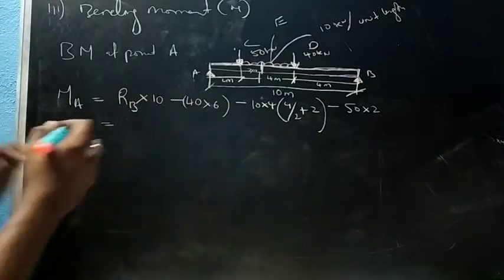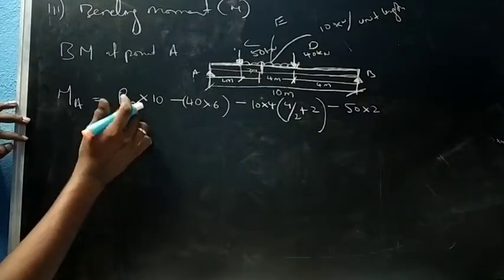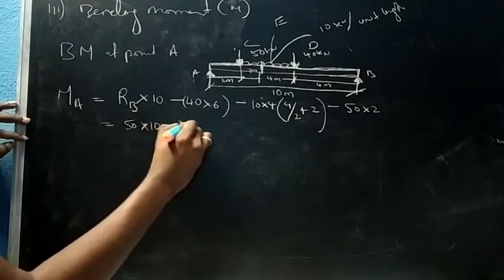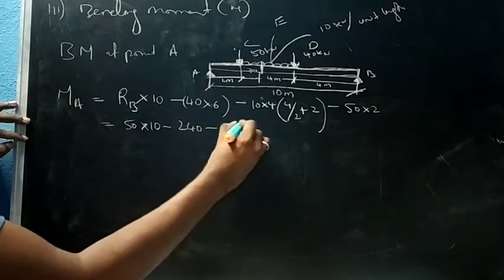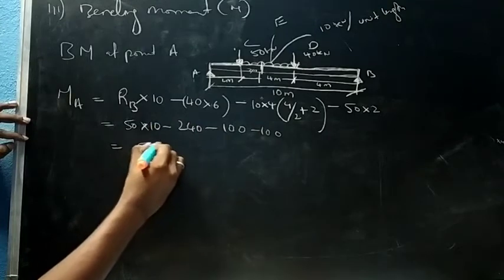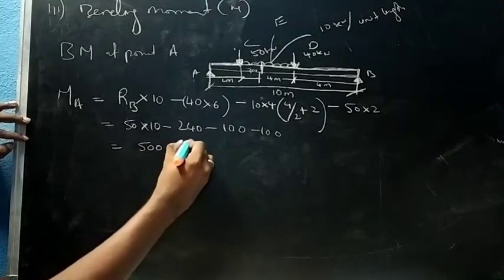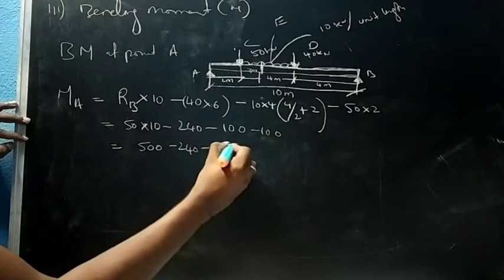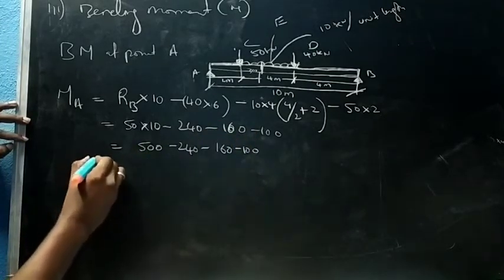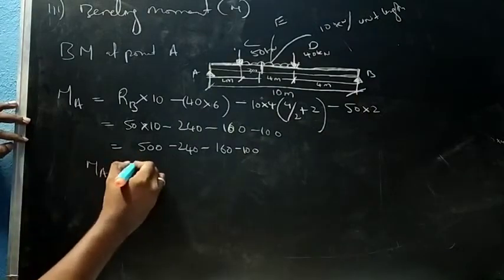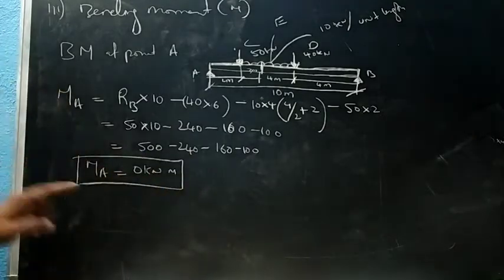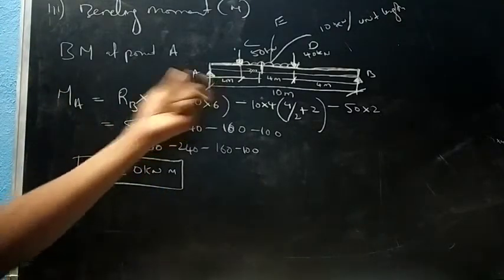So put this on your calc, we get, so what is the value of RB, that is 50 into 10 minus 240 minus 100 minus 100. If I am wrong, please correct me. And 500 here minus 240 minus 160, so it is 160 minus 100, right. So MA equals to 0 kilonewton. So bending moment at A is 0.